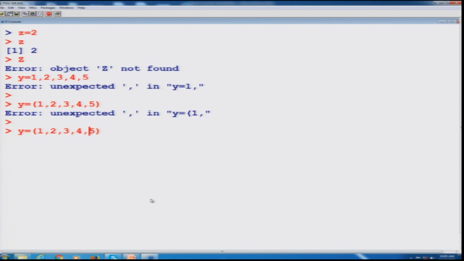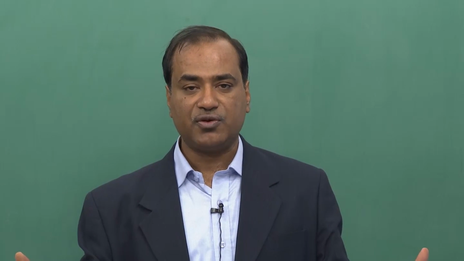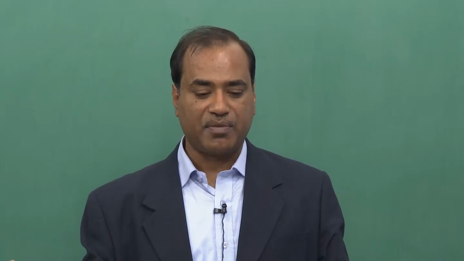But now I put c, that means I am asking R to combine the values 1, 2, 3, 4 and 5 in a vector, and when I enter it there is no error, and when I recall the value of y, it gives me a vector of 1 by 5 containing 5 values: 1, 2, 3, 4 and 5. So whenever you want to do any operation over a set of values, you have to give it in the form of data. So data is always given using the combine option. Okay. So that you have to keep in mind.